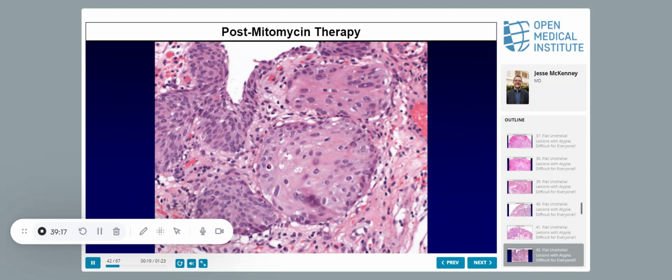Yes? Is there any papillary lesion in this case? No. So this is the flat area. This is all flat. Yeah, there's no papillary lesion.